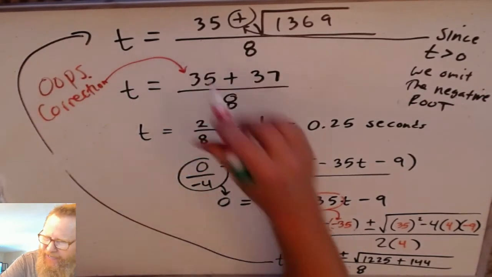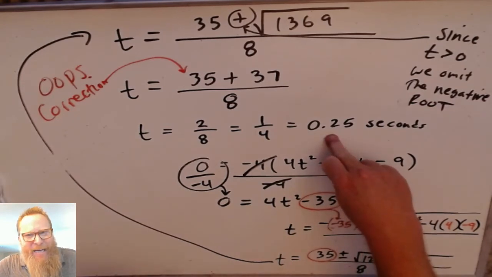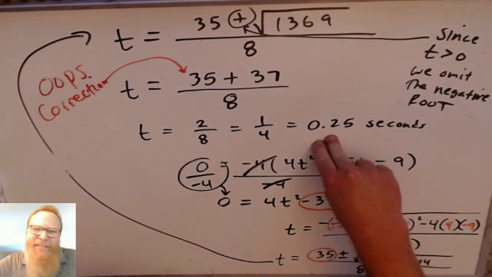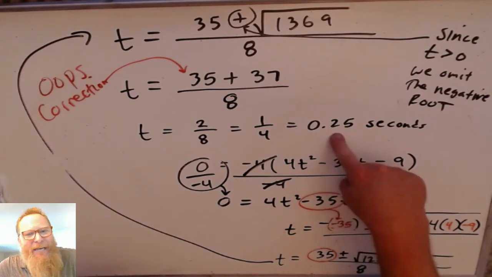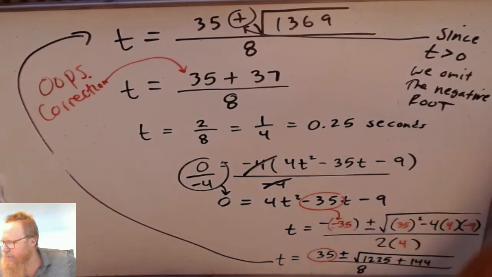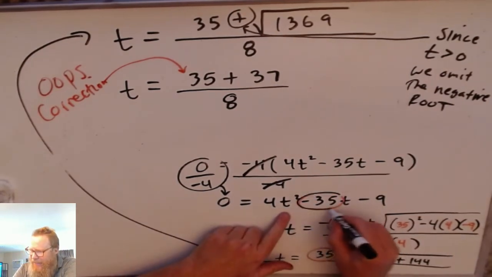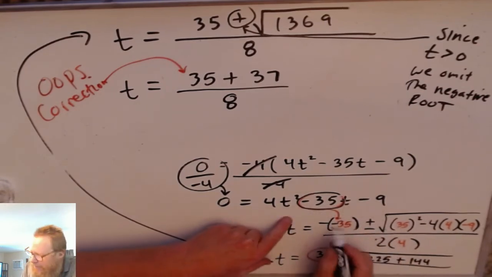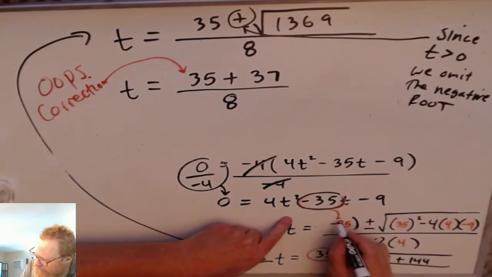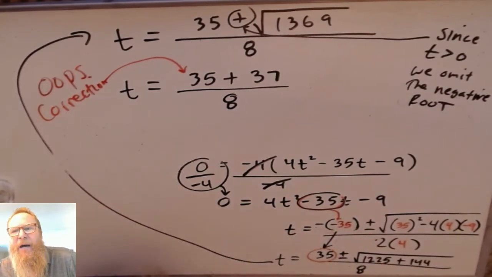You know what, though? This is actually a good teachable moment. When I got 0.25 seconds, I mean, that doesn't make sense. We already said that it takes like 3 or 4 seconds to get to its highest point. How can it hit the ground before it's even got to its highest point? What happens is the negative 35 was supposed to be double negative. Let me make that even more clear. Negative 35 with a double negative, so the 35 should have been positive.